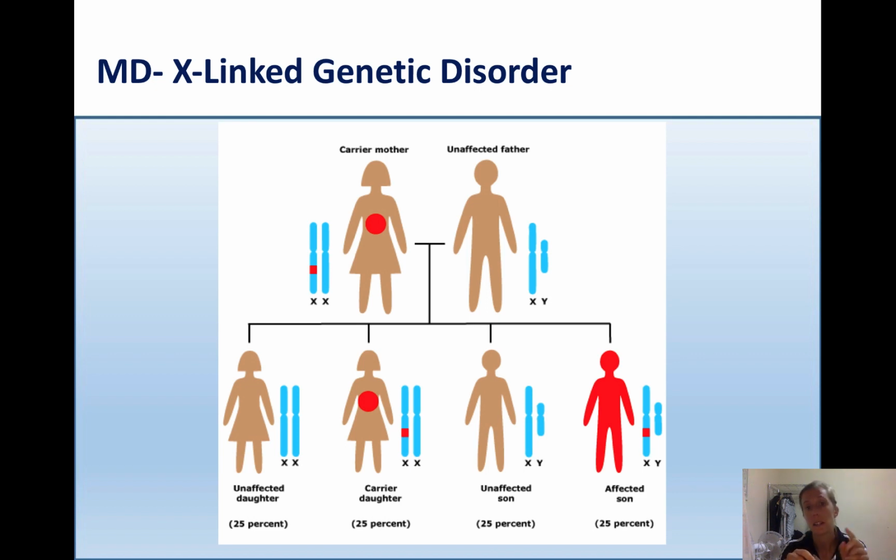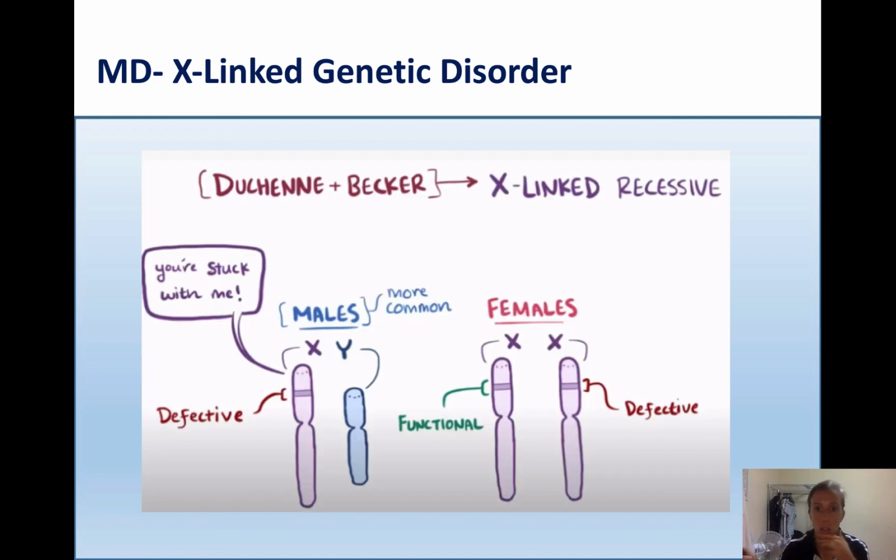But what can happen is if that defective X chromosome from the carrier mother matches up with a Y chromosome from the father, they don't have an alternate X chromosome to rely on. So they have to deal with a faulty one, which is affected, and that means that they're going to present with muscular dystrophy, okay? So again, just another way of looking at it here.